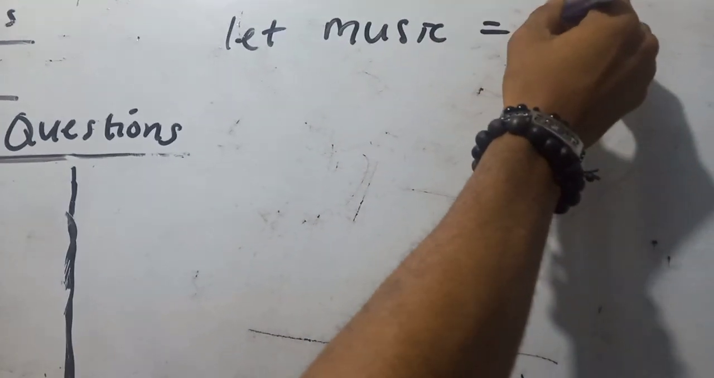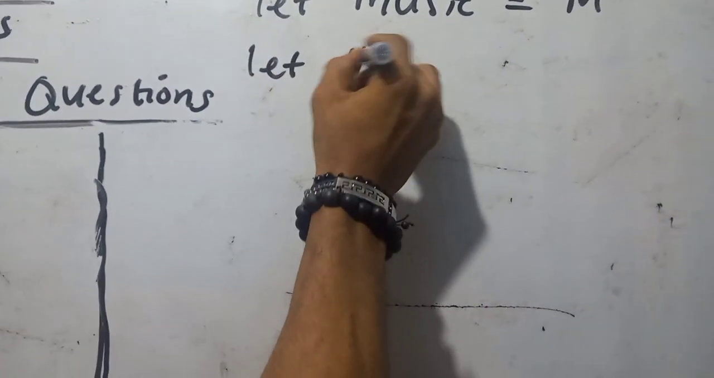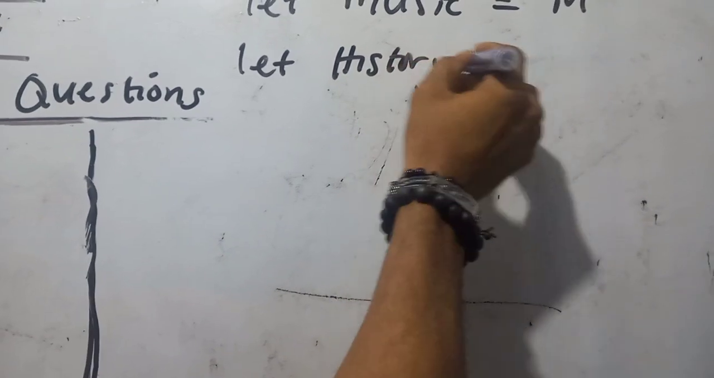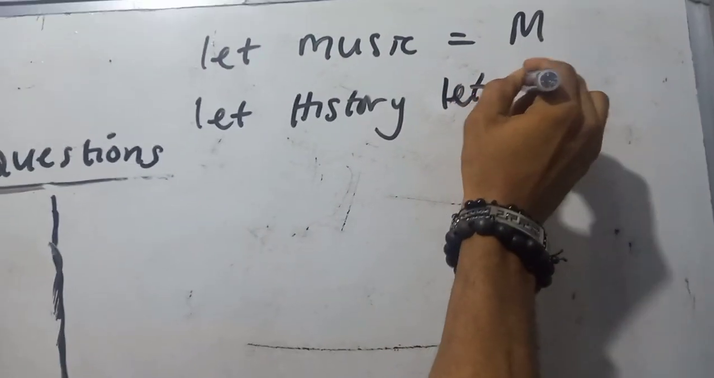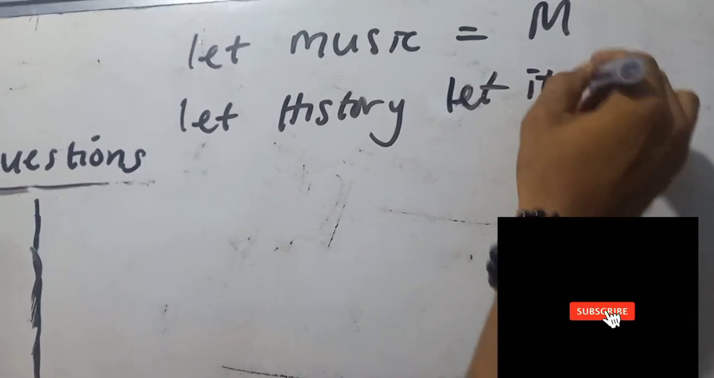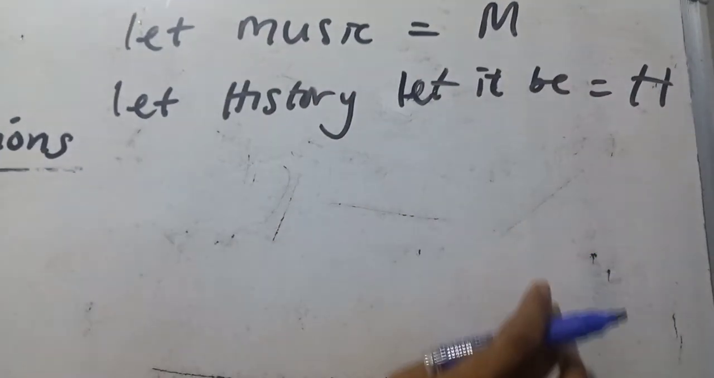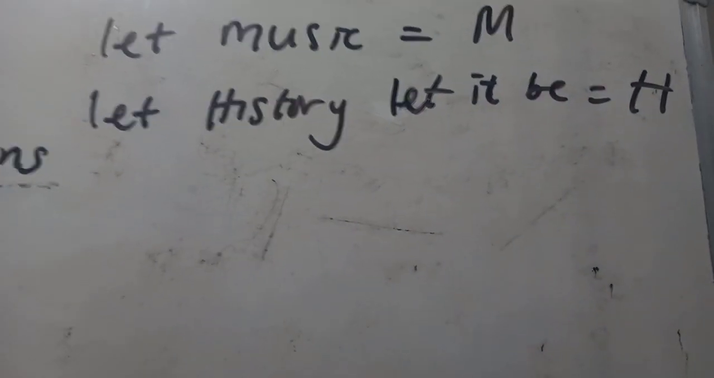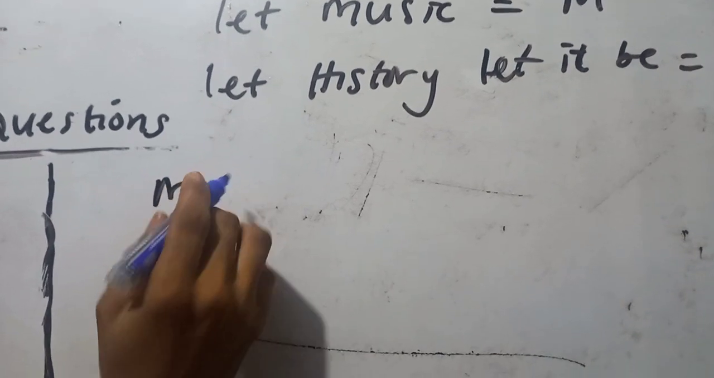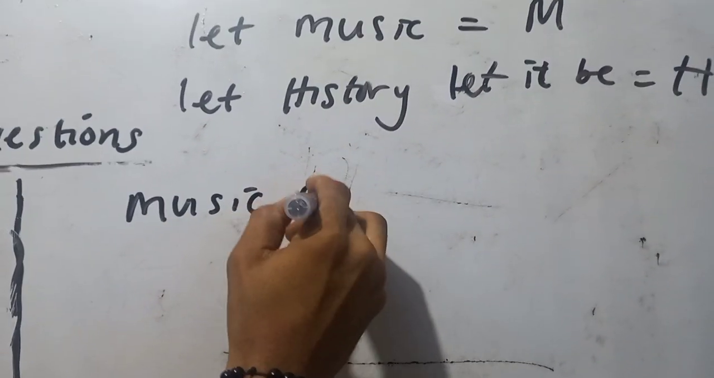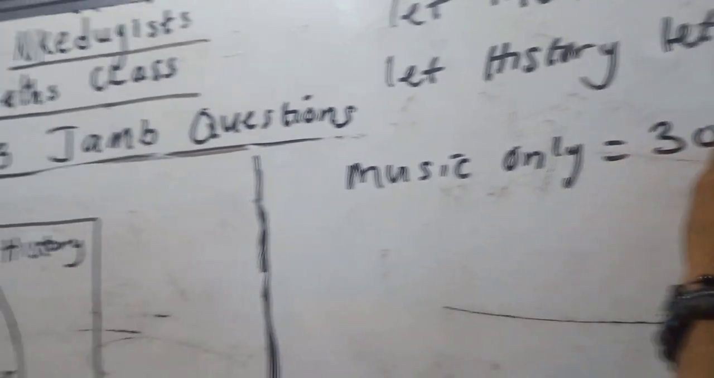Let music be equal to M, and let history be equal to H. So we see M relates to music, H is history. Being that music only is equal to 30 minus x.